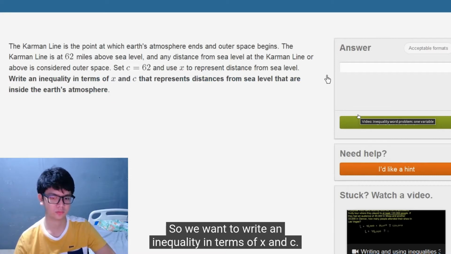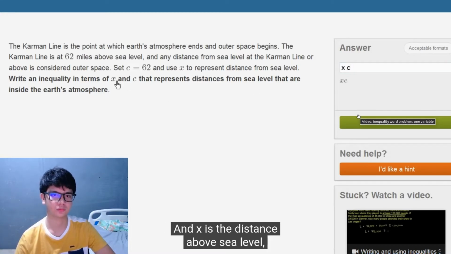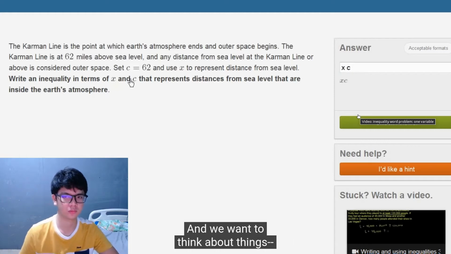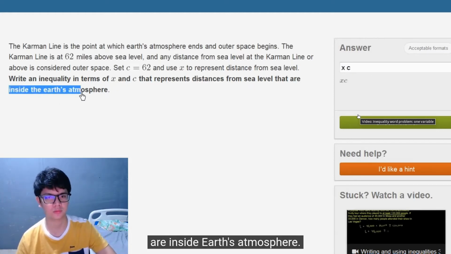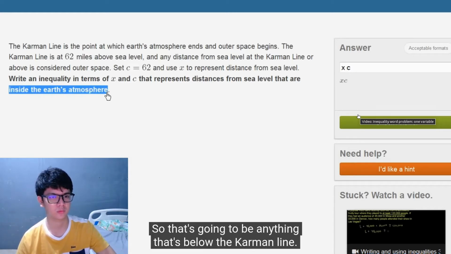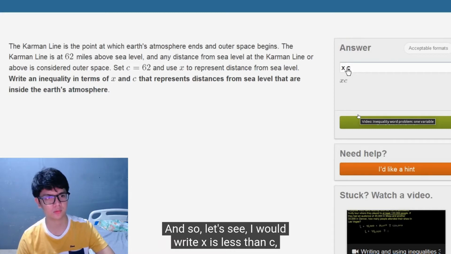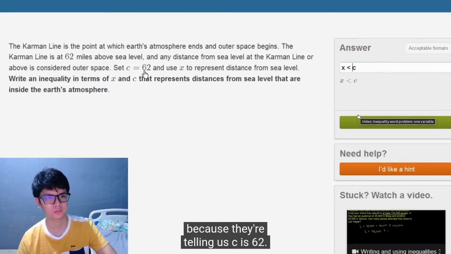So we want to write an inequality in terms of x and c, and x is the distance above sea level, and c is the Kármán line, and we want to think about distances that are inside Earth's atmosphere. So that's going to be anything that's below the Kármán line. And so, let's see, I would write x is less than c, because they're telling us c is 62.